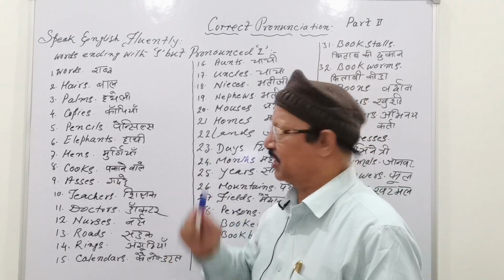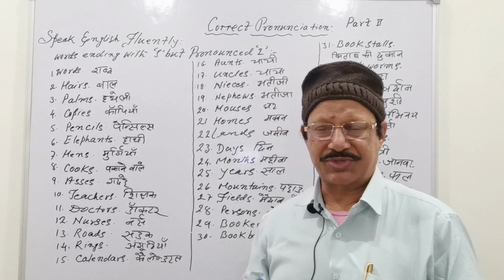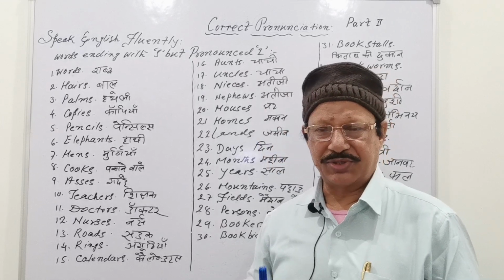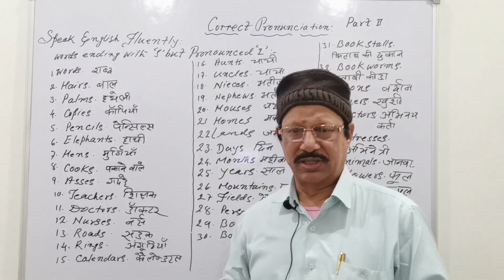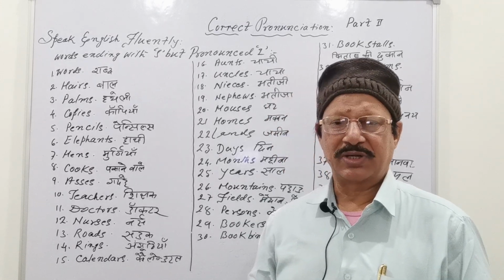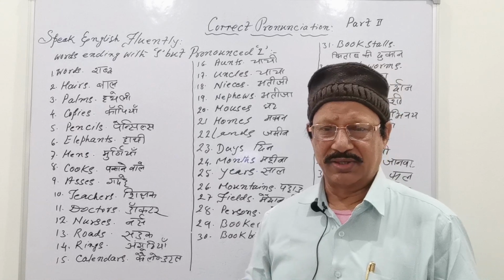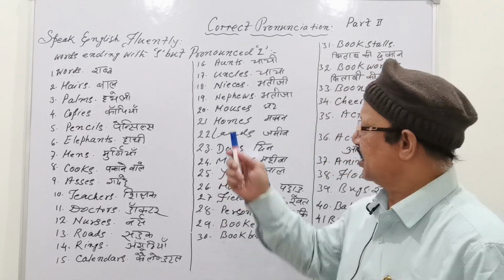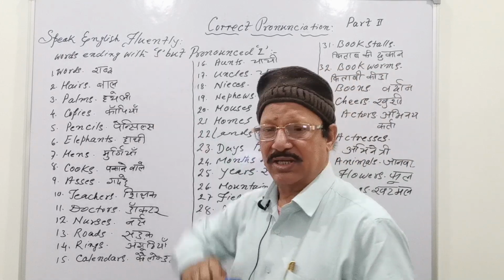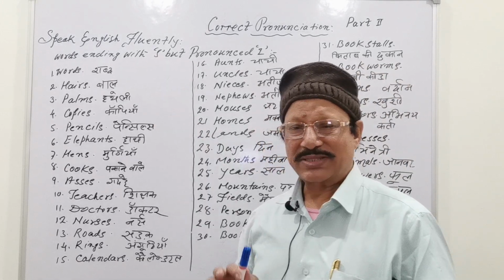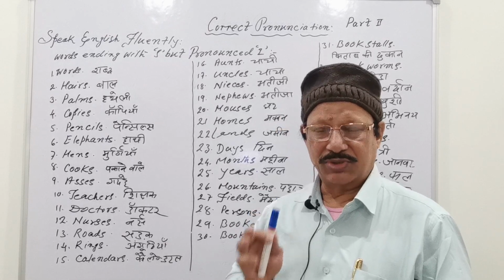And I am following here the Daniel Jones Pronouncing Dictionary, the RP pronunciation. The RP pronunciation means received pronunciation. Received from whom? From the native speakers of England. So the British pronunciation I am going to follow. So if you want to speak English fluently, you must master pronunciation.